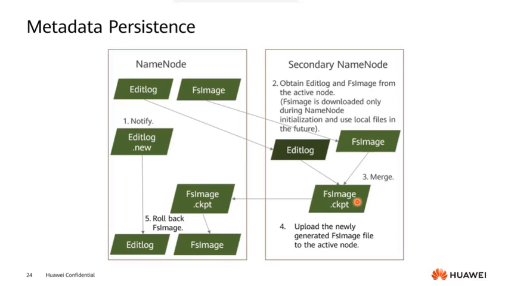Then, the secondary name node will upload the newly generated FS image file to the active node. At this time, there's an original FS image file and a new checkpoint file, fsimage.ckpt, on the disk. The primary name node will roll back fsimage.ckpt to override the original FS image, and during the period, the primary name node generates a new log file called editlog.new to store user operations. Such file will be renamed as editlog every hour or when the size of it reaches 64 megabytes.